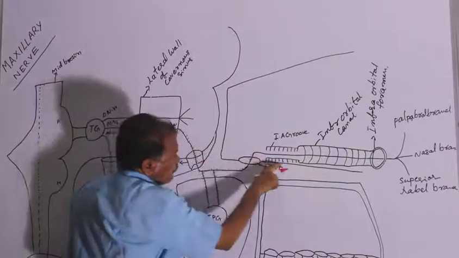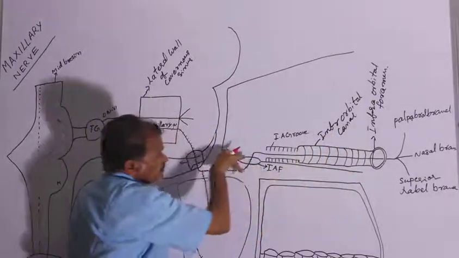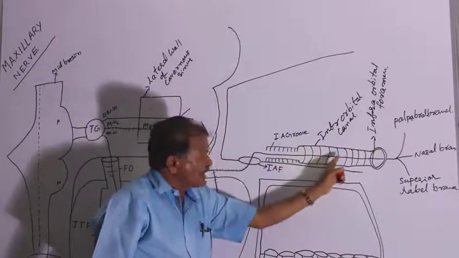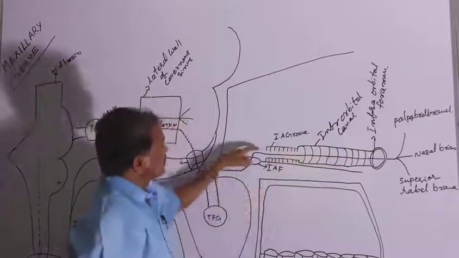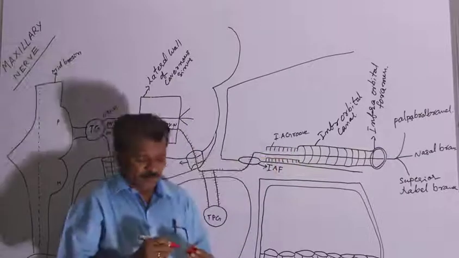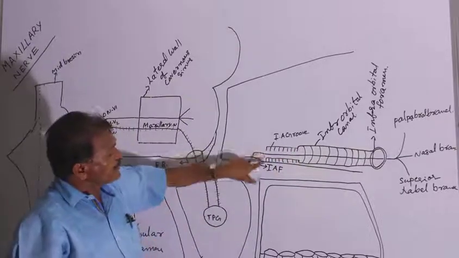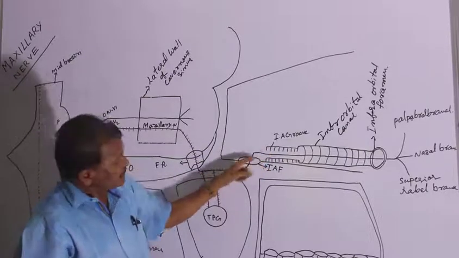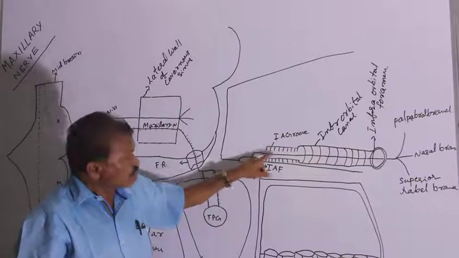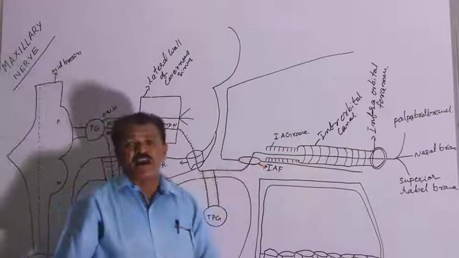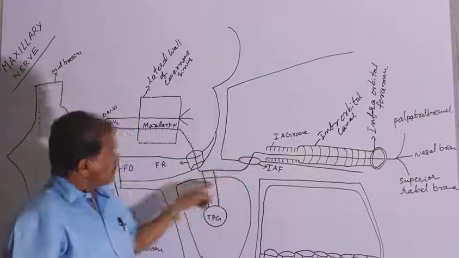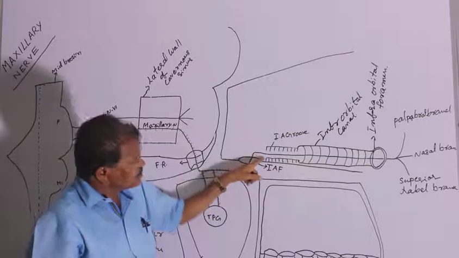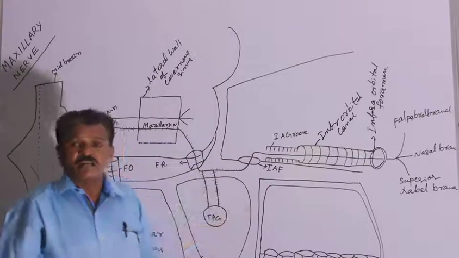Then on the floor of the orbit, it runs anteriorly. There is a groove, called the infraorbital groove, and it enters into the infraorbital groove. From here to here, it is called the maxillary nerve, but when it enters this groove, it is called the infraorbital nerve.